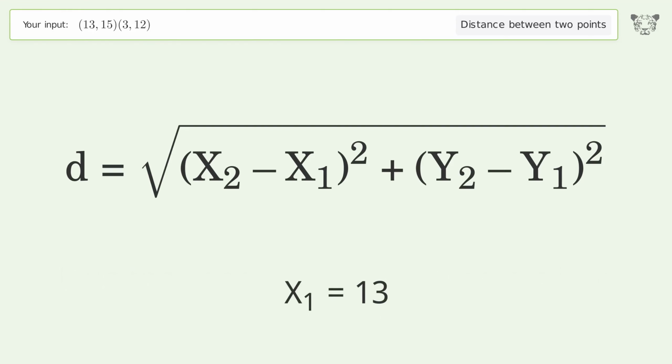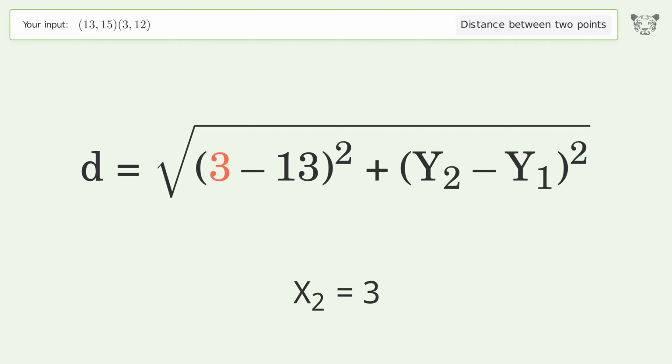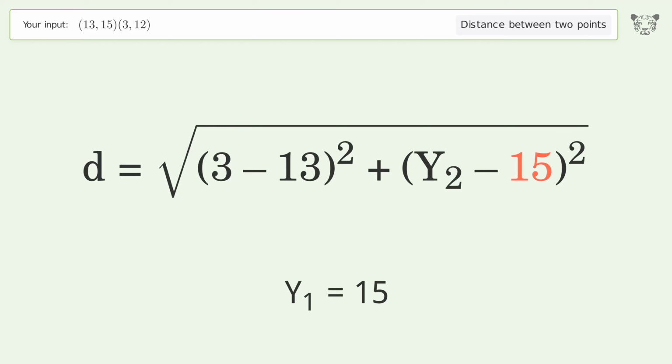x1 equals 13. x2 equals 3. y1 equals 15. y2 equals 12.